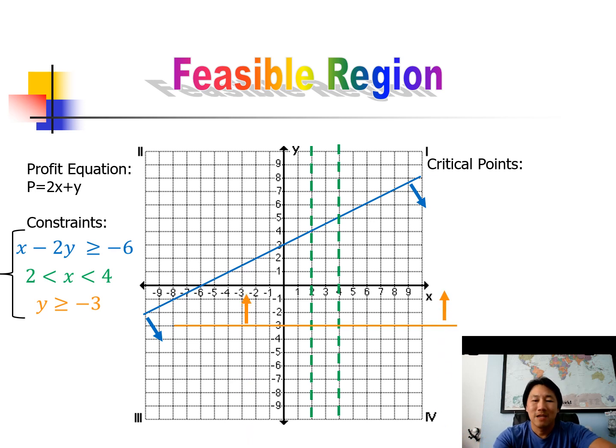All right. Now we're going to go ahead and darken the shade where all of them overlap. And so it looks like all of them overlap in here.